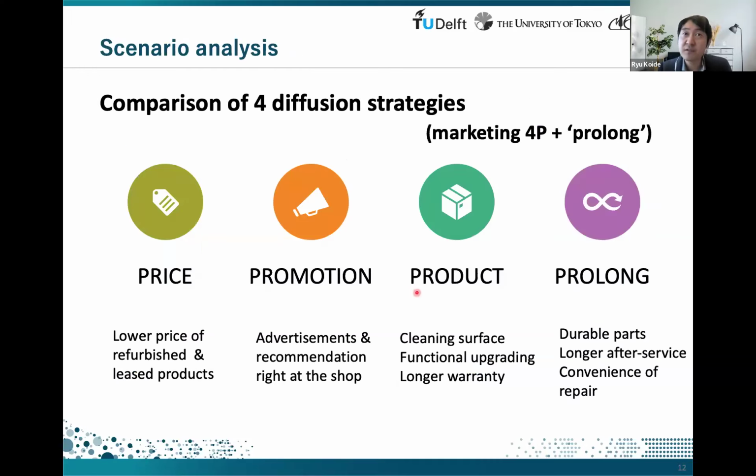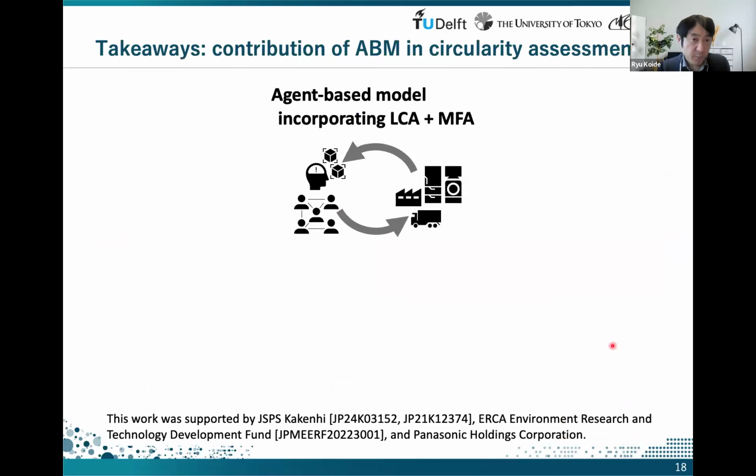And here's an example of scenario analysis. We did a comparison of 4 diffusion strategies. Here it means the marketing 4 Ps, but one of the Ps is replaced by prolonged strategies, which is about circular economy. So as a wrap up, I'd like to just summarize the contribution of ABM in this field.